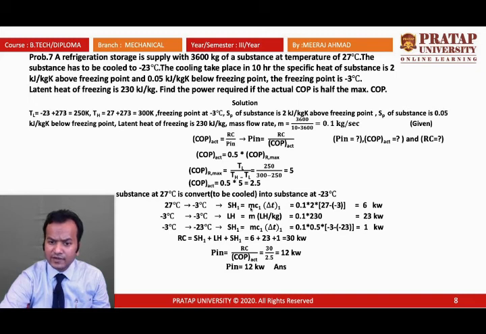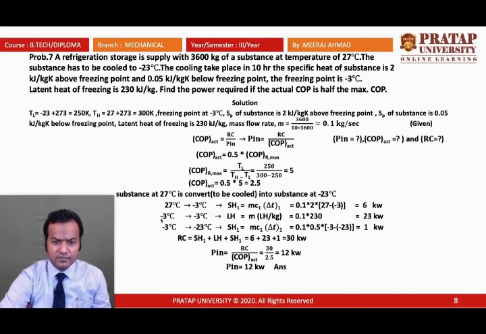Here m is the mass flow rate and C1 is the specific heat above the freezing point, and delta T is the temperature difference between 27 and minus 3 degrees Celsius. Then you put the values of mass flow rate, specific heat and temperature difference, and you get the value of 6 kilowatts. This 6 kilowatts is the heat extracted to convert the substance at 27 degrees Celsius into minus 3 degrees Celsius.